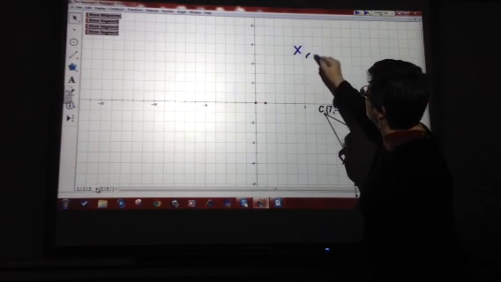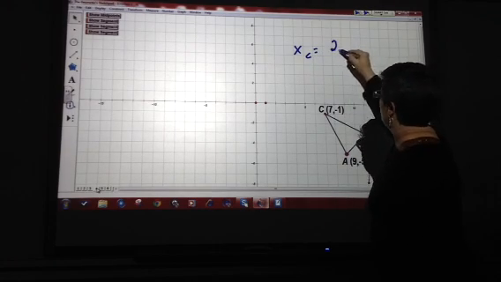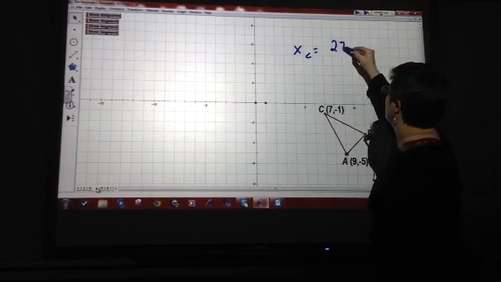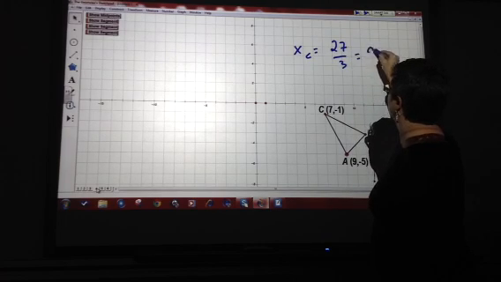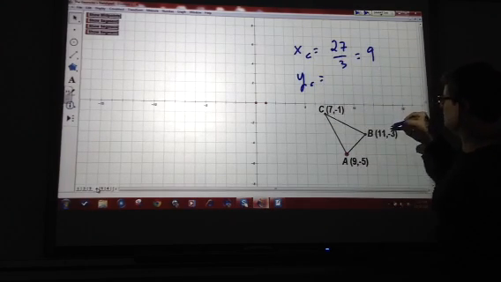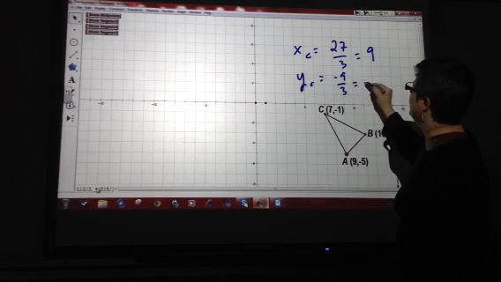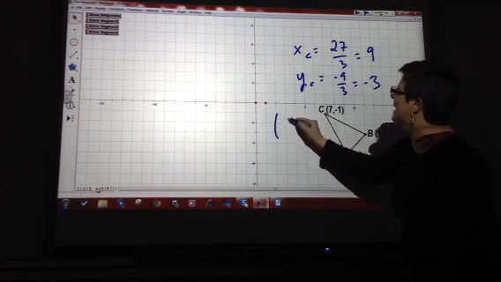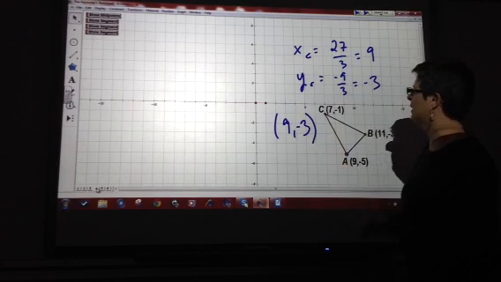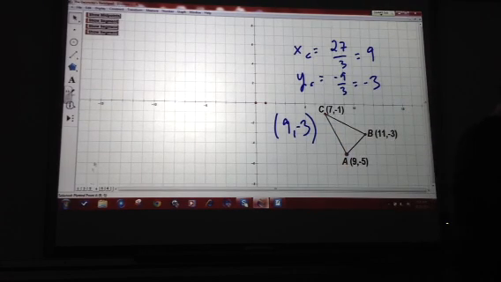So I'll take the average of the x-coordinates, 7 plus 11 plus 9, which is 27, divided by 3, and that's 9. The average of my y-coordinates would be minus 1, minus 3 is minus 4, minus 5, that's minus 9 divided by 3, so that's minus 3. 9, negative 3 would be the point of concurrency of the medians of that triangle.